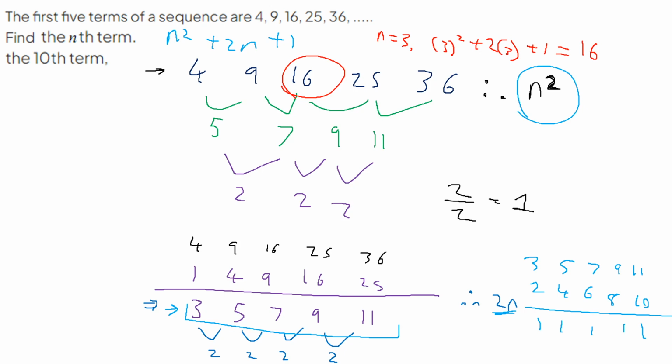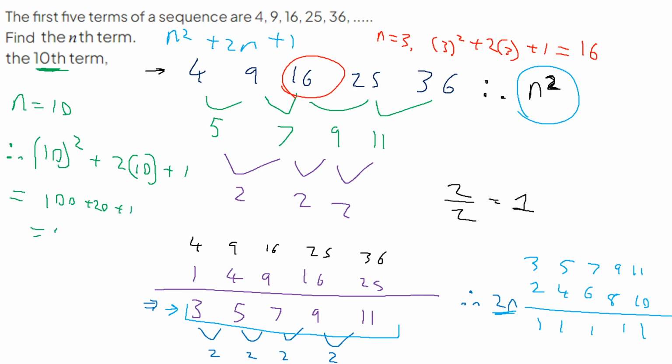Now, we're told to find the 10th term. All we're going to do is n is going to be equal to 10. And so therefore, 10 squared plus 2 times 10 plus 1 is simply going to equal 100 plus 20 plus 1, 121. And that is our final answer.